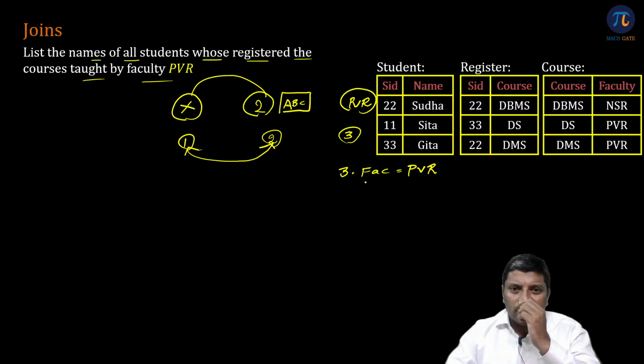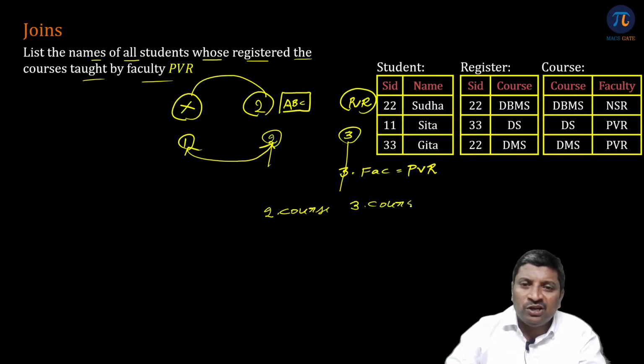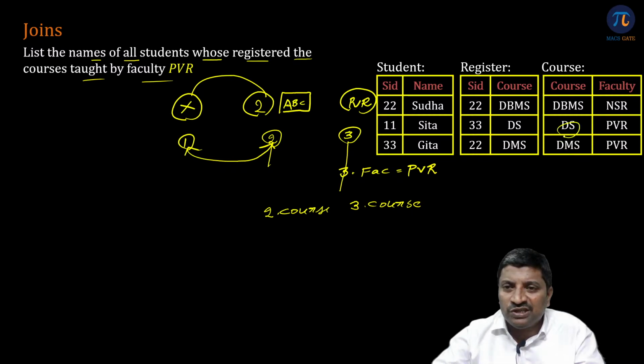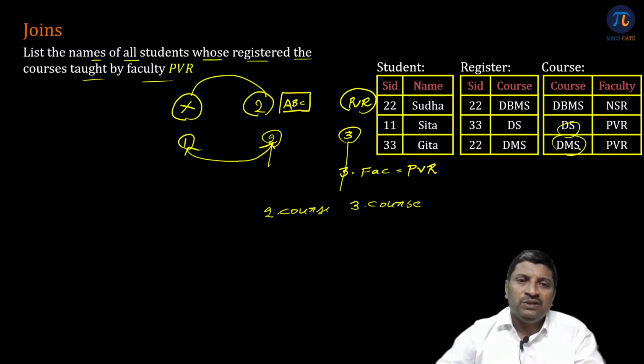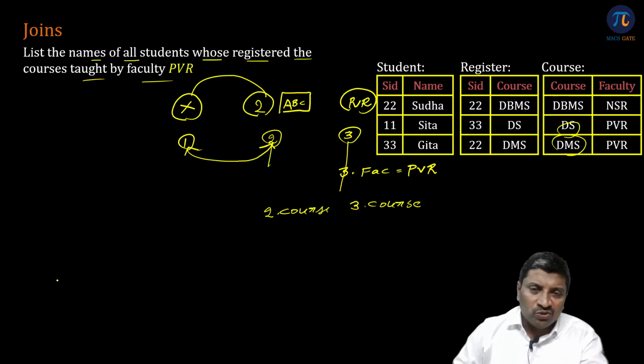So we got the faculty name, the second table course and the third table course. The second table course equals the third table course. In the third table, as of now, we have only PVR courses, that is DS, DMS. So whenever the second table courses contain DS, DMS, all those will be displayed. So how to write it, sir?